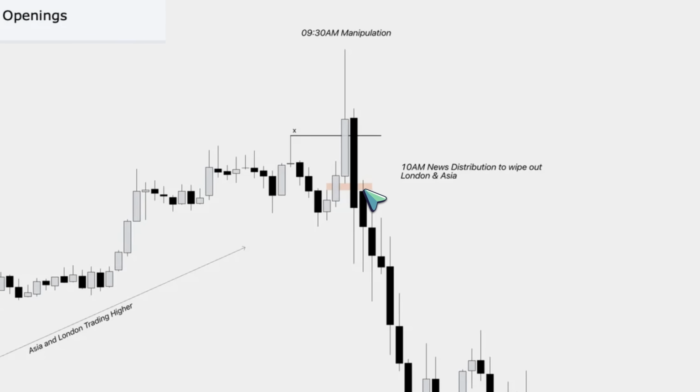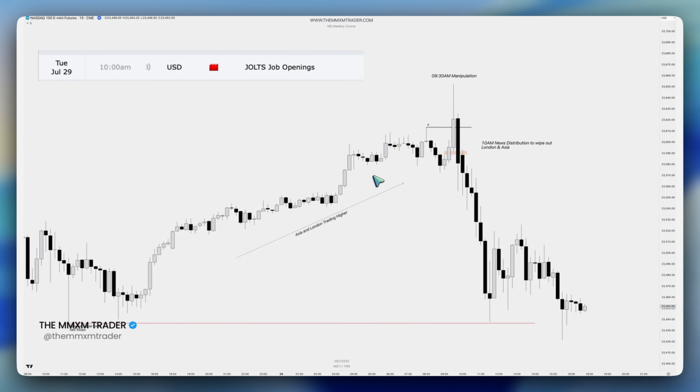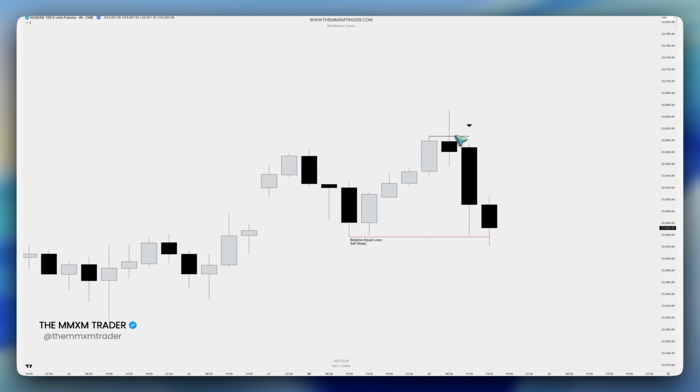Expect distribution to wipe out Asia and London's trend, okay? That's what will happen when you have that trending Asia and London and then a 10 a.m. news event. Again, keep an eye out on the candle closure as we go into 10 a.m. That's that tip. This right here is all Asia and London's price action.